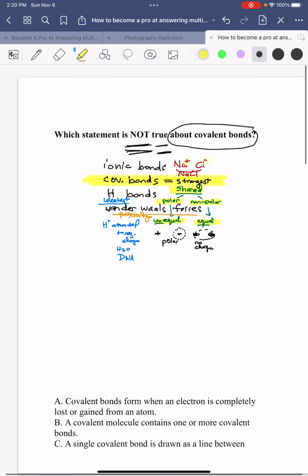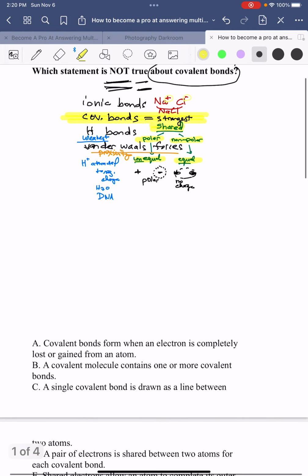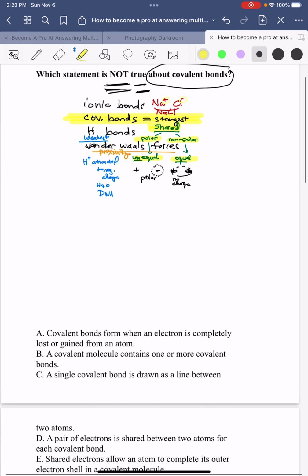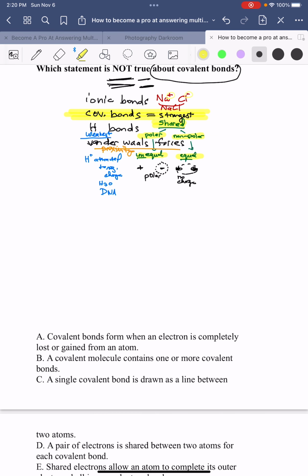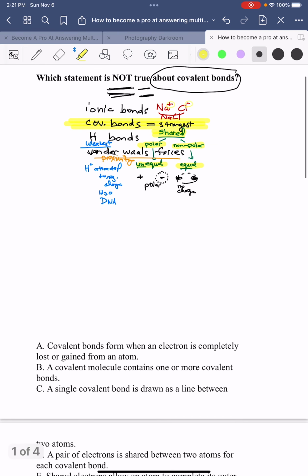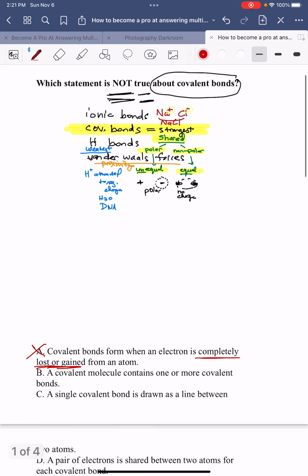So let's zoom in here, and we see our answer option says, A: covalent bonds form when an electron is completely lost or gained from an atom. And so remember, we wrote down that it is shared, so it cannot be that one. Right off the bat, you can cross that out. It is not completely lost or gained. It is not what a covalent bond is described as.